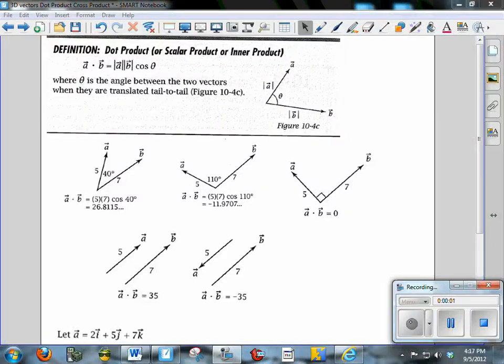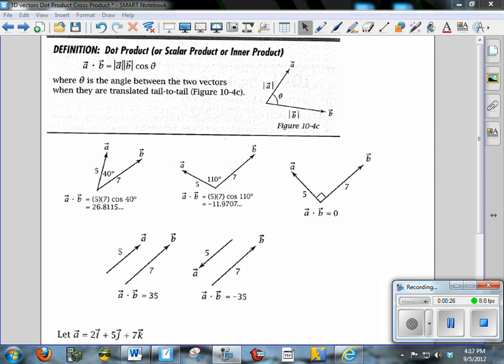We've talked about how to add vectors, but now we're going to talk about two different ways to multiply vectors. The first one is called the dot product, or the scalar product, or the inner product, and you're going to find out why it has all those names. A scalar is just a number. When we multiply these two vectors together using a dot product, the answer is not a vector, the answer is just simply a number called a scalar.